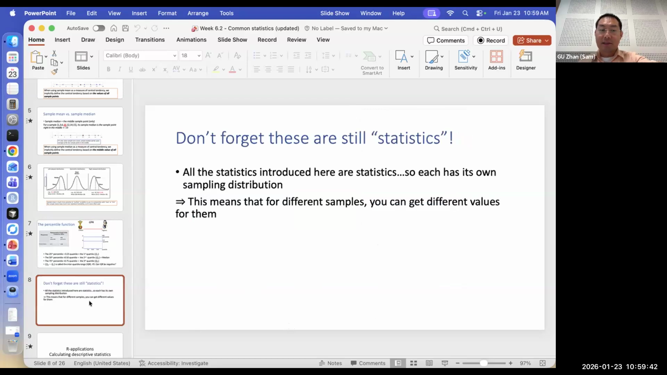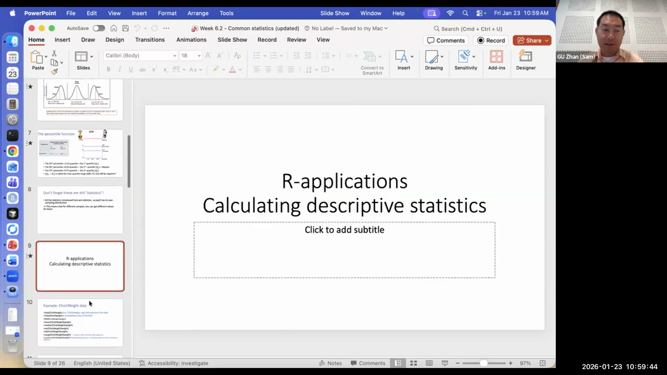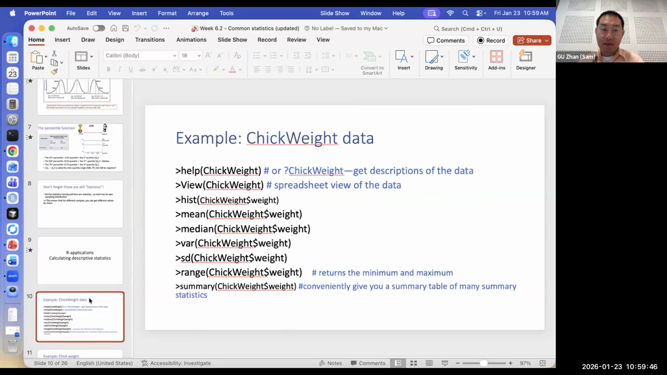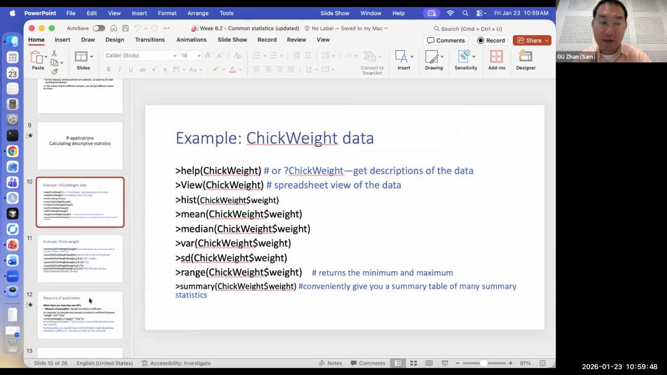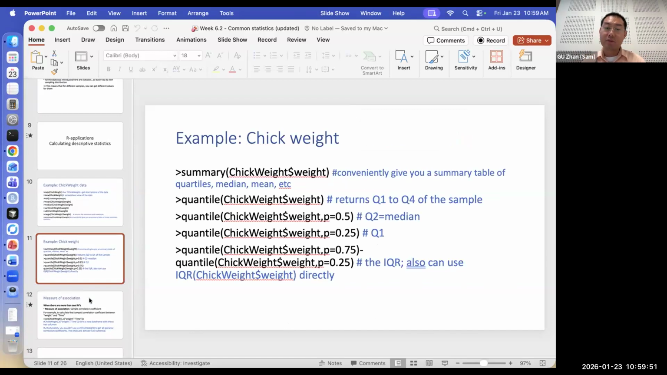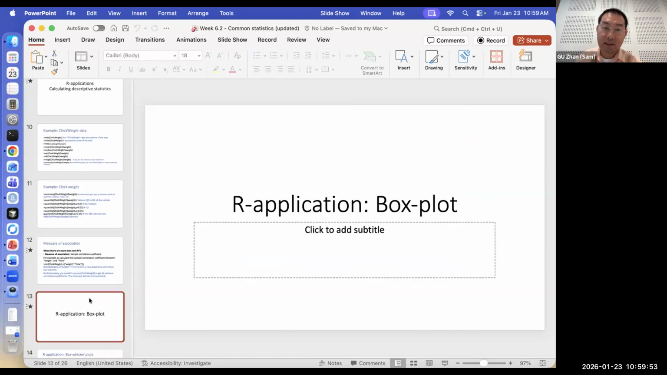So these are all statistics. They vary from sample to sample. For our applications, there is an example using the chick weight. I'll refer to the video lectures to look at the chick weight.